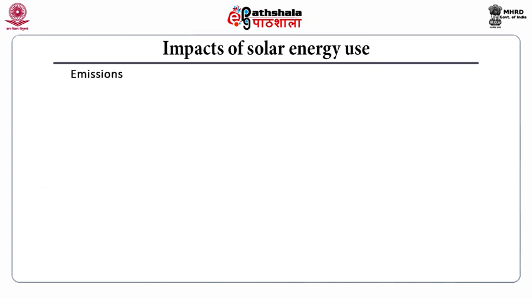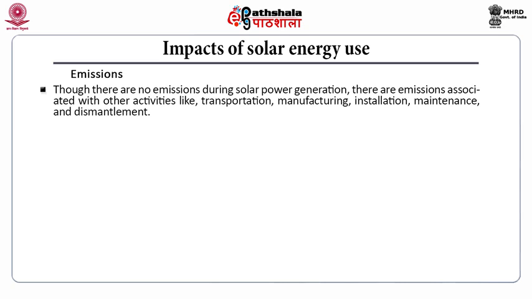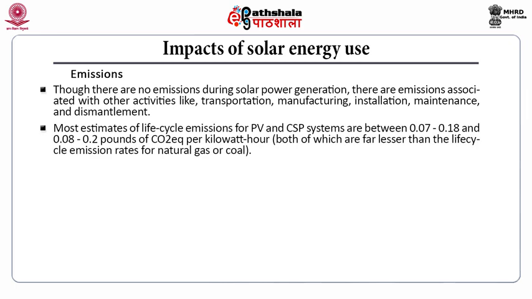Another impact is the emission. Though there are no emissions during solar power generation, there are emissions associated with other activities like transportation, manufacturing, installation, maintenance and dismantlement. The estimates of life cycle emissions for photovoltaic cells and the combined solar power systems are between 0.07 to 0.18 and 0.08 to 0.2 pounds of carbon dioxide equivalent per kilowatt hour. These are far lesser than the life cycle emission rates from the natural gas or coal.